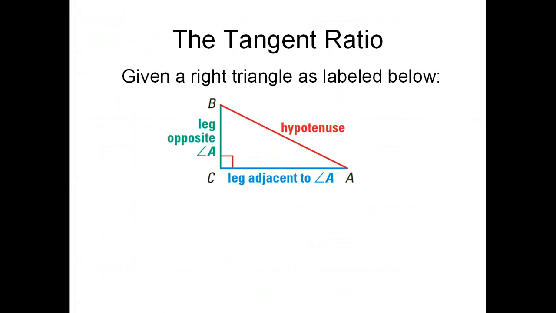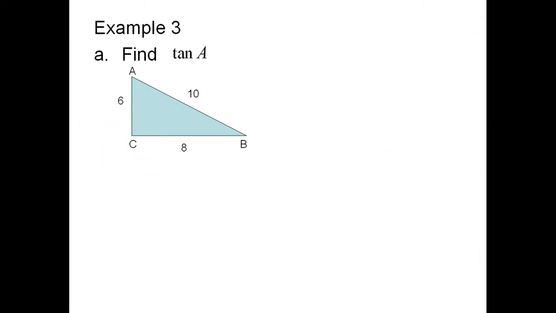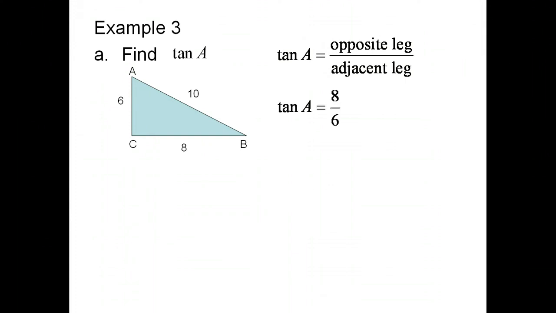The last one will relate the opposite leg with the adjacent leg. We've already looked at opposite and hypotenuse. That was sine. Adjacent and hypotenuse was cosine. The tangent looks at the relationship between the length of the leg opposite and the length of the adjacent leg. In order to find tangent of A, I need the length of the opposite over the length of the adjacent. Since A is at the top, the opposite is 8, the adjacent is 6, so the tangent of A is 8 over 6, which is 4/3, or 1.33.